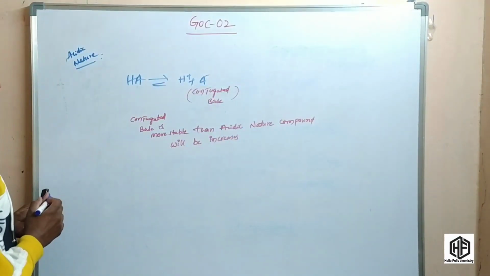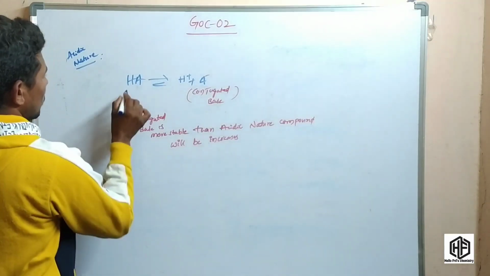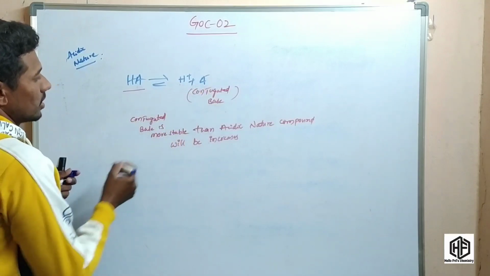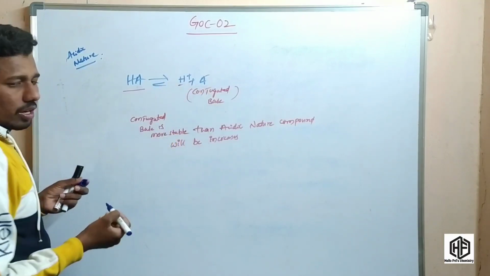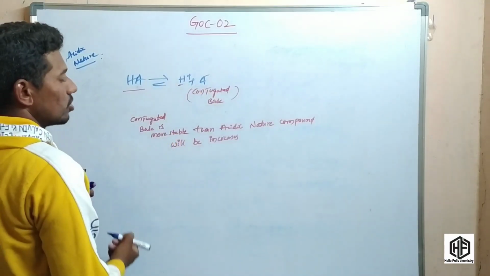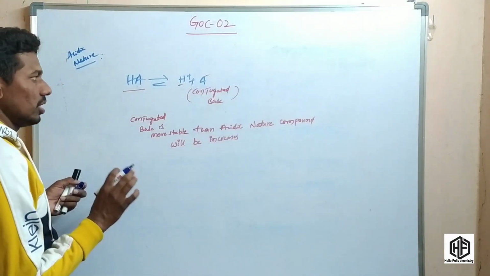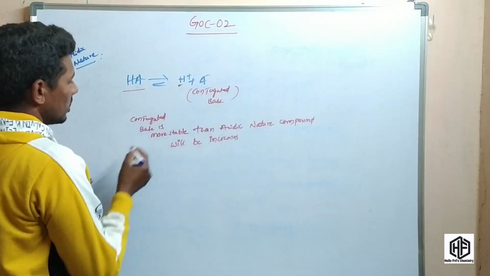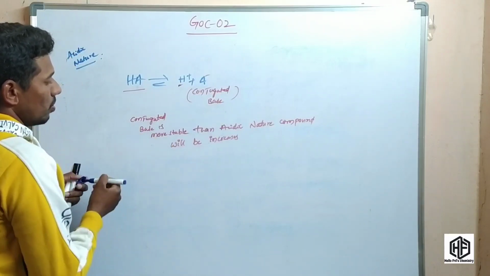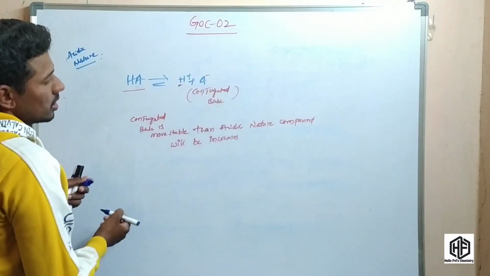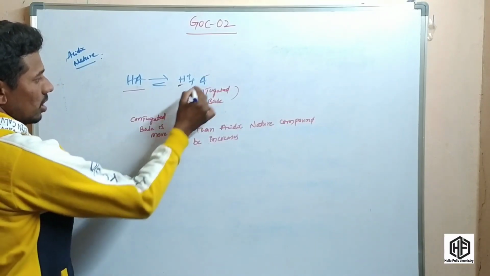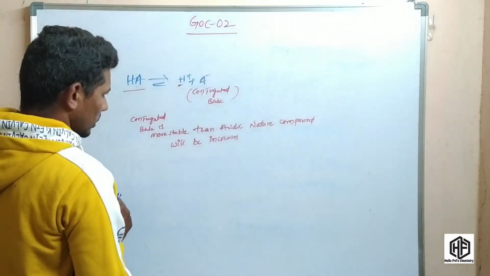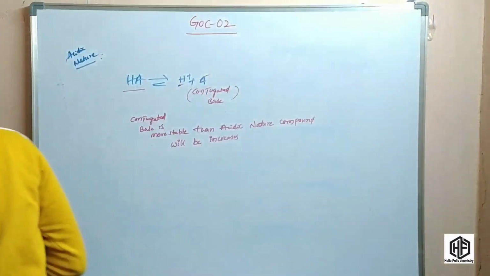This is the simple thing. For example, one type of organic compound dissociates in aqueous solution into H plus and A minus. This is the H plus ion. According to the Arrhenius theory, the substance that gives H plus ions in aqueous solution has acidic nature. It gives the H plus ion and the conjugate base. When the conjugate base is more stable, it has more acidic nature, and the acidic nature of the compound will increase.